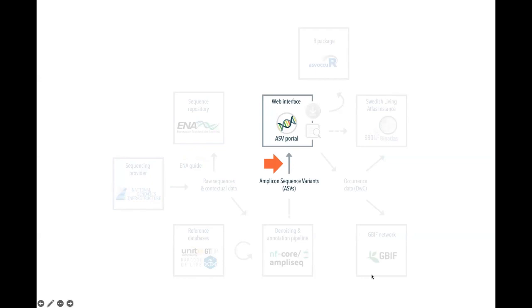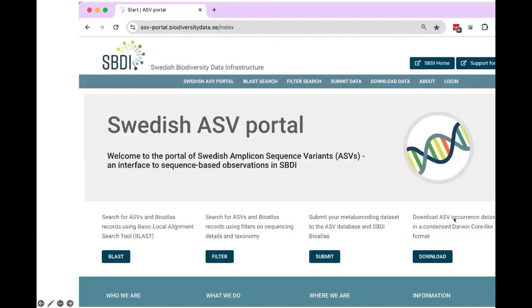Right. So assuming now that you have denoised your data into ASVs, you can then go ahead and submit these to SBDI together with any contextual metadata that you may have collected. And I will show you how this is done. So first, let's just go back to the ASV portal. And again, we can click on Submit.